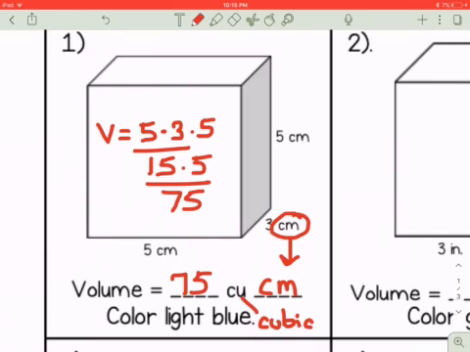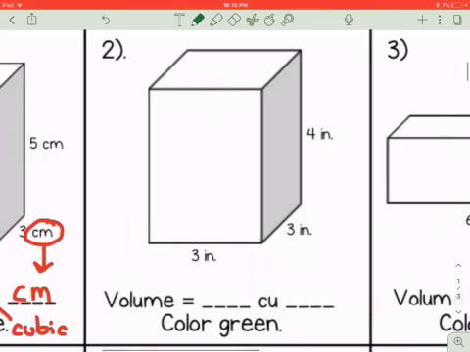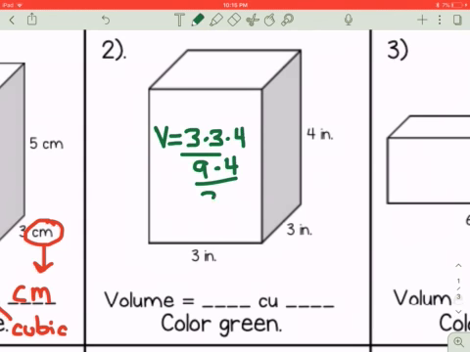Okay? For number 2, I need to find the volume of that rectangular prism. So I'm going to say volume equals length times width times height. So it's going to be 3 times 3 times 4. 3 times 3 is 9, and 9 times 4 is 36. So this has a volume of 36. And it's cubic what? It's cubic inches. I just need to write down the unit they're using to measure down there. So 36 cubic inches. And that's how I would do number 2.